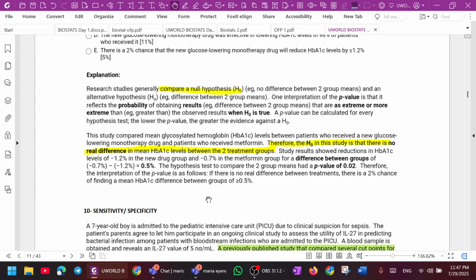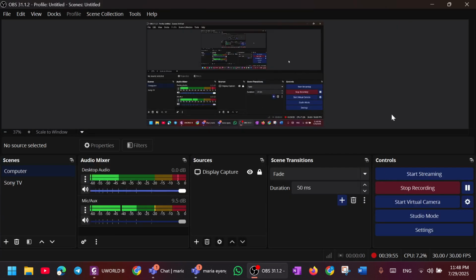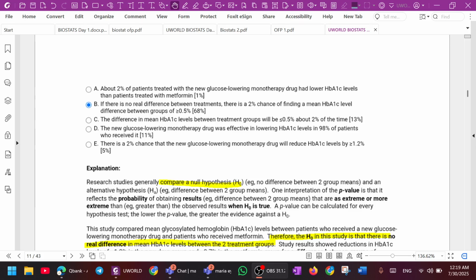The hypothesis test to compare the group difference had a p-value of 0.02. Therefore, the interpretation of the p-value is as follows: if there is no real difference between treatments, there is a 2% chance of finding an HbA1c difference of 0.5%. Okay, let's start.